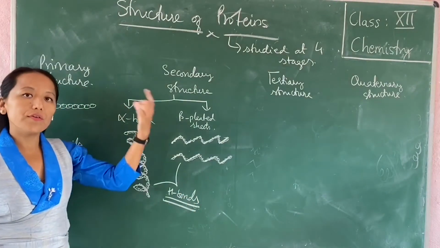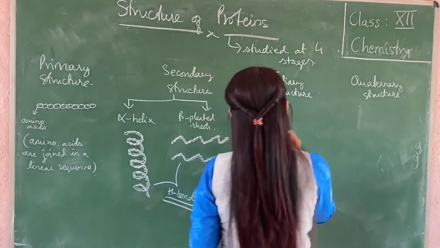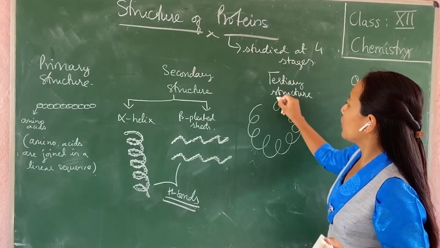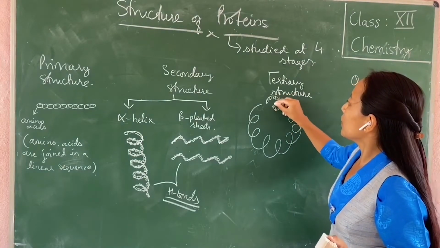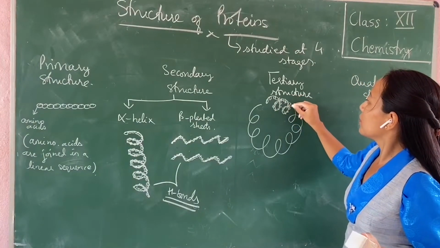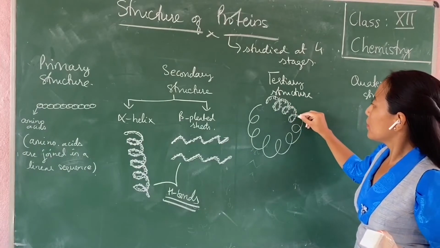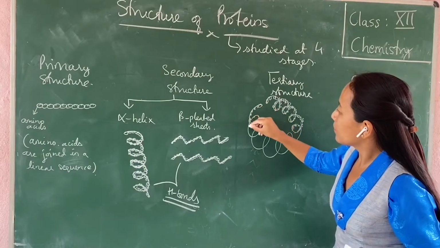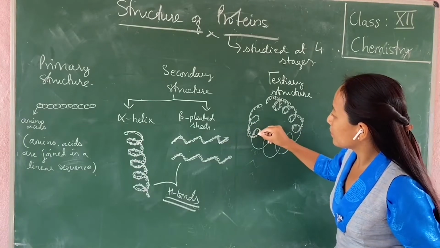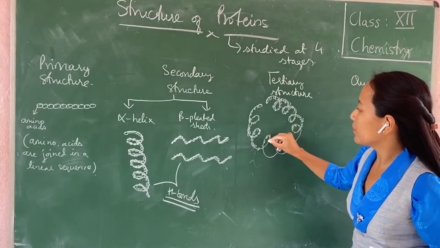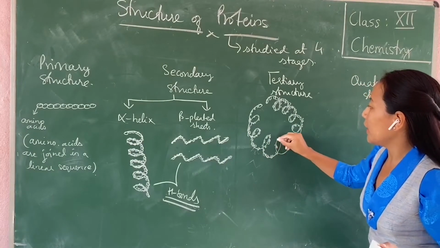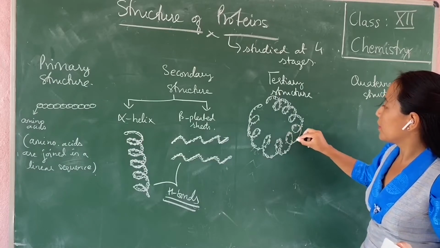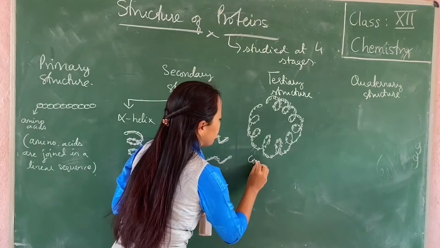Now secondary structure, on further folding you will get the tertiary structure. In the tertiary structure the folding is complete. So let's say a complete folding of the polypeptide chain takes place. Now again, these are all amino acids. Now under tertiary structure, again there are two types, that is fibrous proteins and globular proteins. Complete folding takes place here.